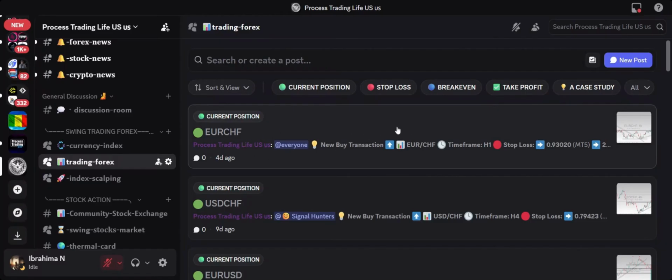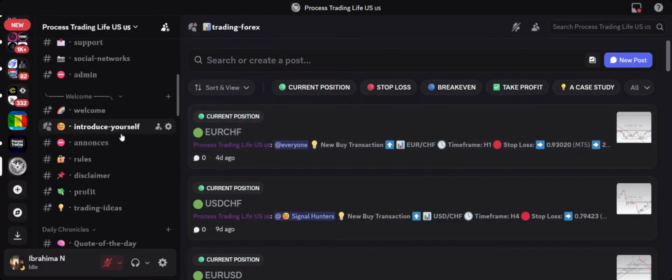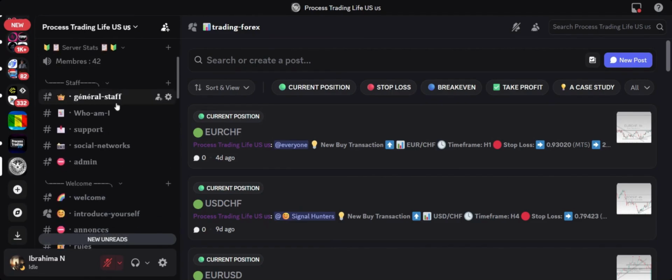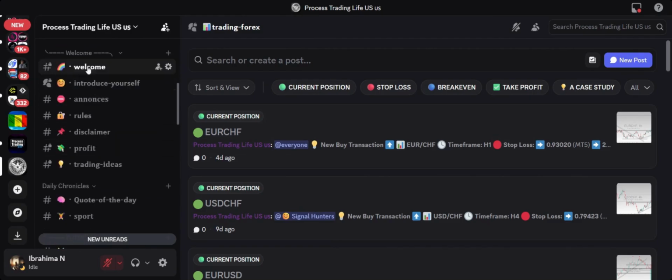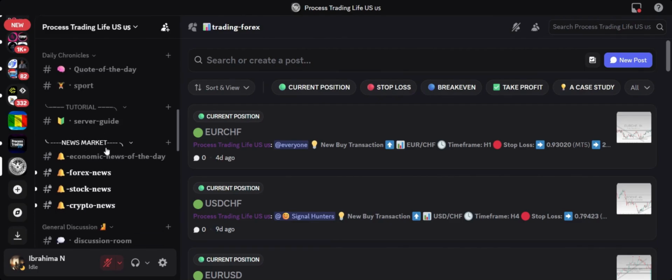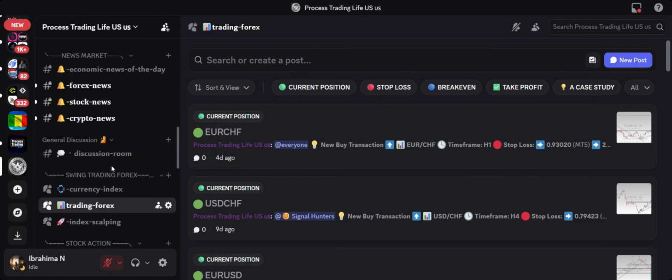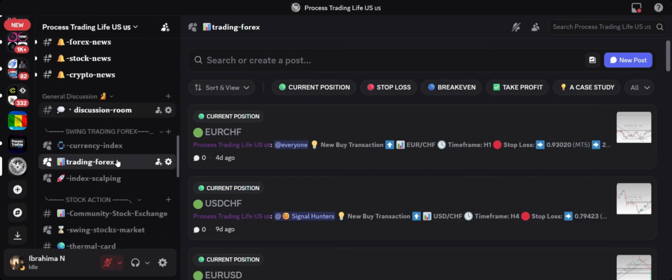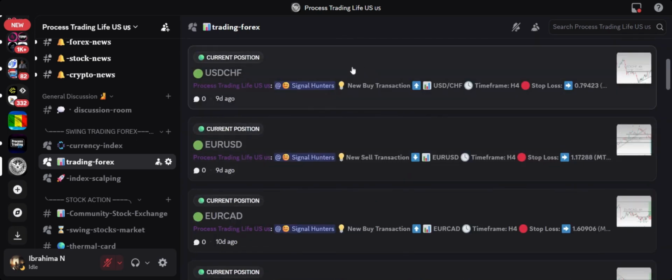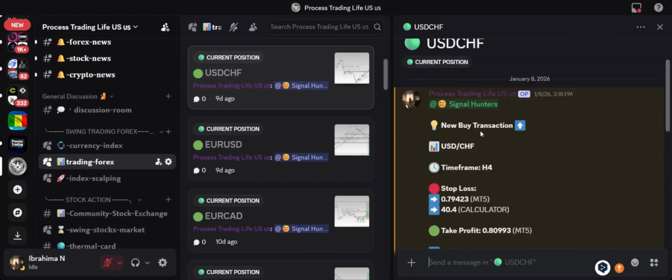It's simple. On my private Discord, as you can see here, we really have everything. Here we have the number of members, general staff. Here we have the welcome category, the daily chronicles category, and the economic announcements. Here we have the general discussion channel, and here we have everything related to trading positions. So this is how I share my analyses and my trading positions. For example, let's go to USD CHF. This is a position I took, so this is how my positions are sent.